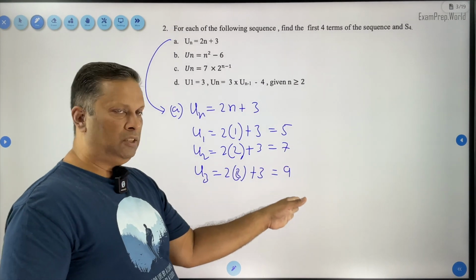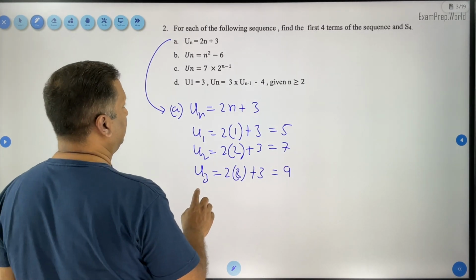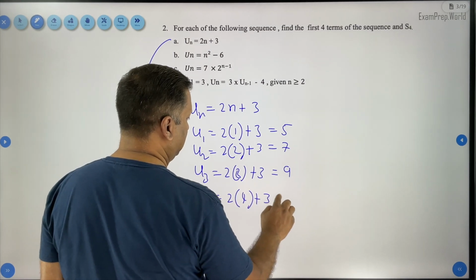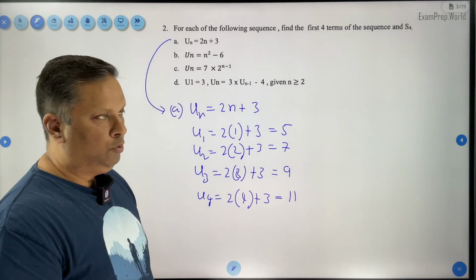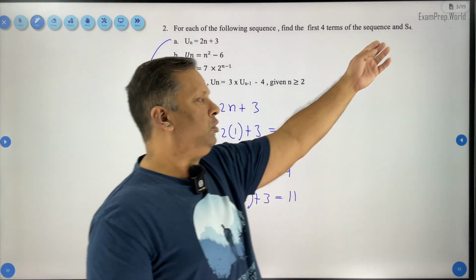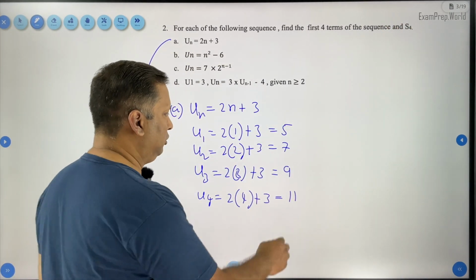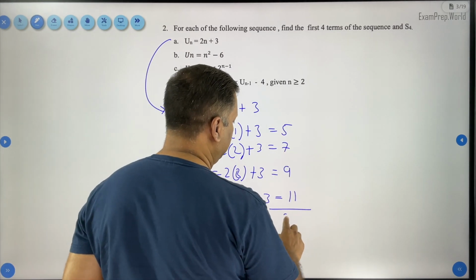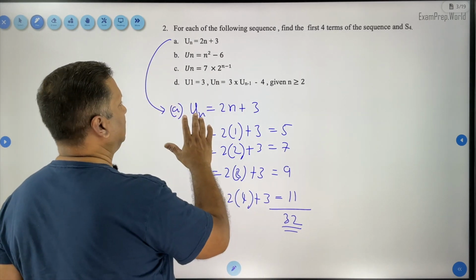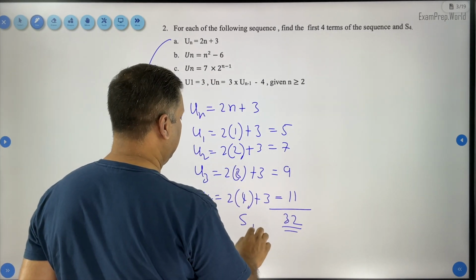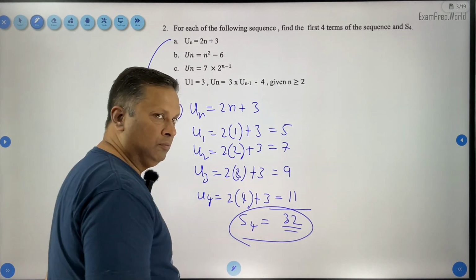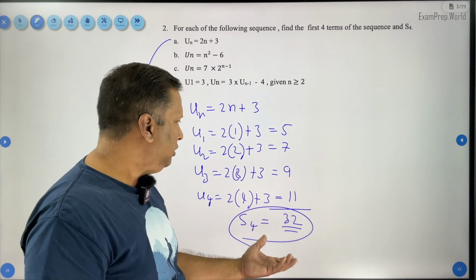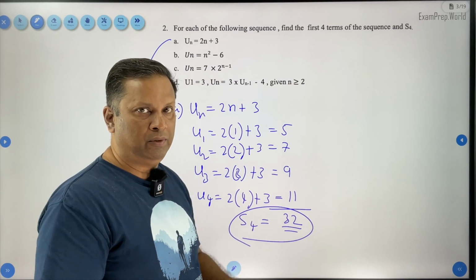So what kind of sequence is it? Arithmetic sequence. Now U4 is 2 times 4 plus 3, which is 11. You can also use the formula to find S4, but because these are 4 terms, it is faster to just add them like that. 11 plus 9 is 20, 27 and 32. So we first found the terms and S4 is 32. Job done. You can always use the formula for the sum of an arithmetic sequence, but it is only 4 terms. It is faster just to add them together because you already found the 4 terms, right?